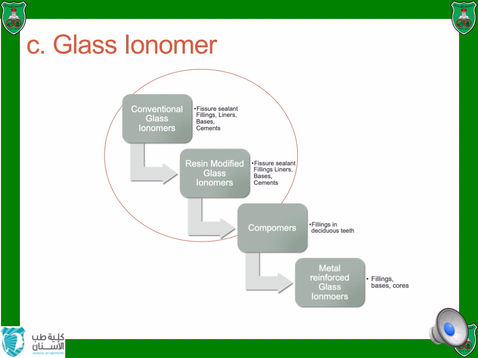Now, the third liner material we will speak about is glass ionomers, and we speak about those materials in a separate lecture. And we say that we have four major types. The conventional glass ionomer and resin modified glass ionomer are the most commonly used as liners and bases. Compomers and the metal reinforced glass ionomer are rarely used as liners and bases. So please refer to the previous lecture to learn about those materials.